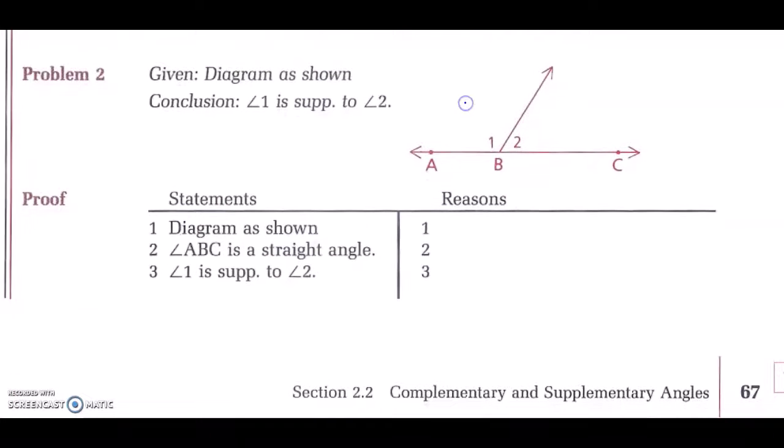In our second proof, we are given the diagram as shown. We can infer then from the diagram, if given a diagram, we can assume a straight angle. And if two angles form a straight angle, then they are supplementary.